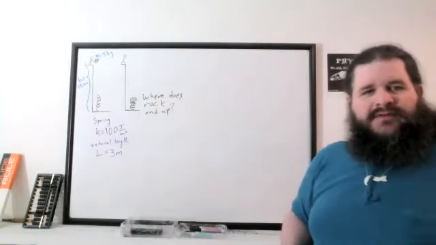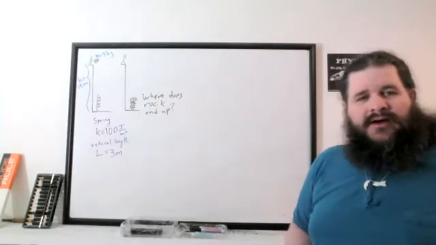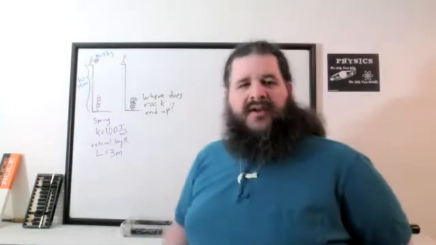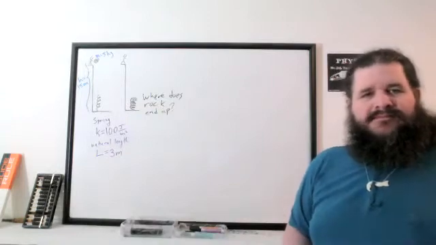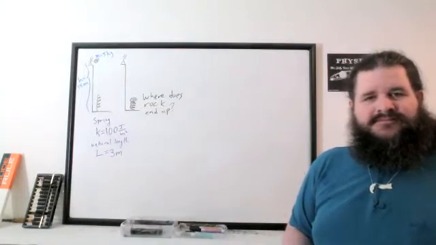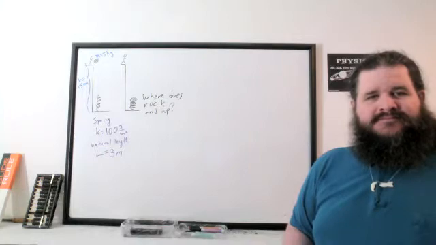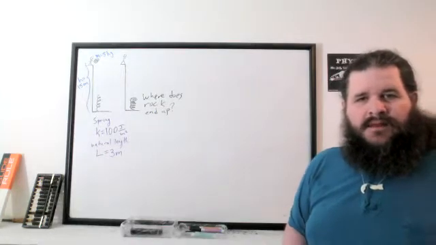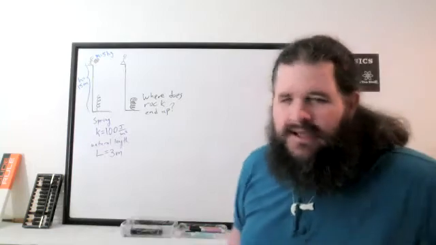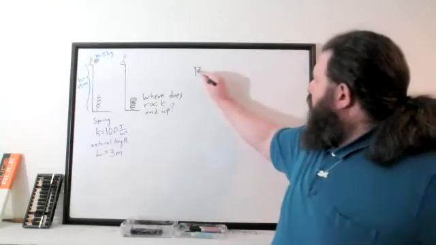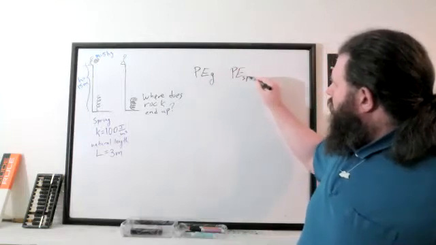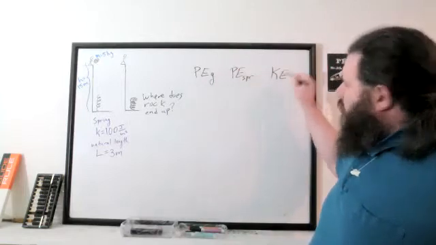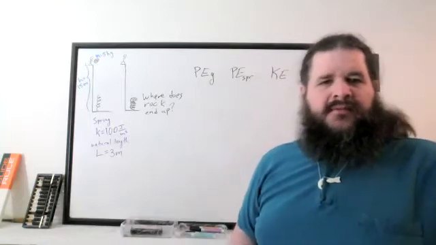So in that situation, if we look at this from the perspective of conservation of energy, what types of energy are changing from initial to final? We've got potential energy of gravity, potential energy of the spring, kinetic energy, and let's take those one at a time.